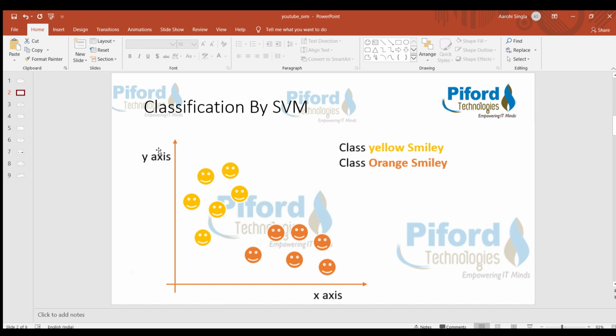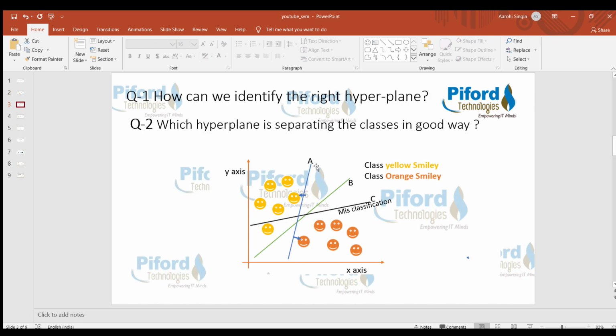This is the data set on which we are working, and this data set is about two different classes. One is the yellow smiley class and the other is the orange smiley class. Now we want to perform classification on this data. So how can we classify using SVM? As I've just told you, by finding the right hyperplane. Hyperplane simply means putting a line.